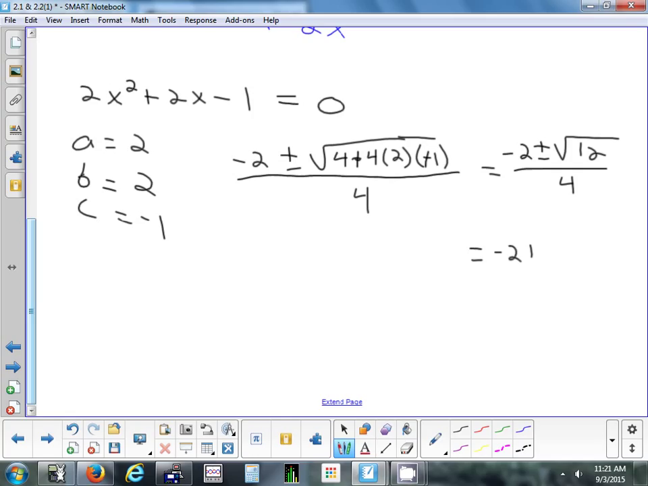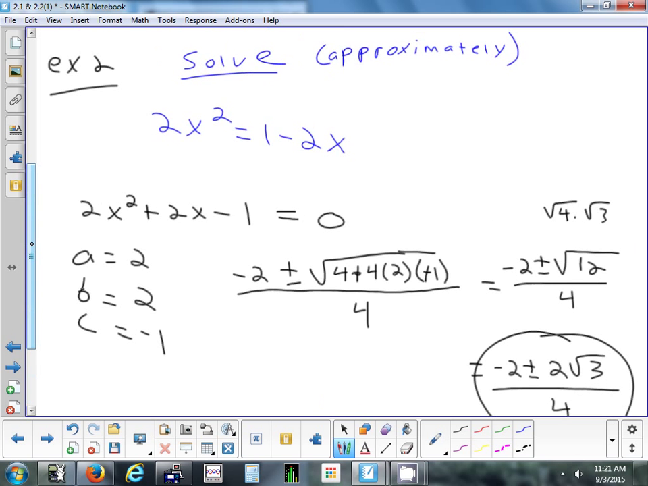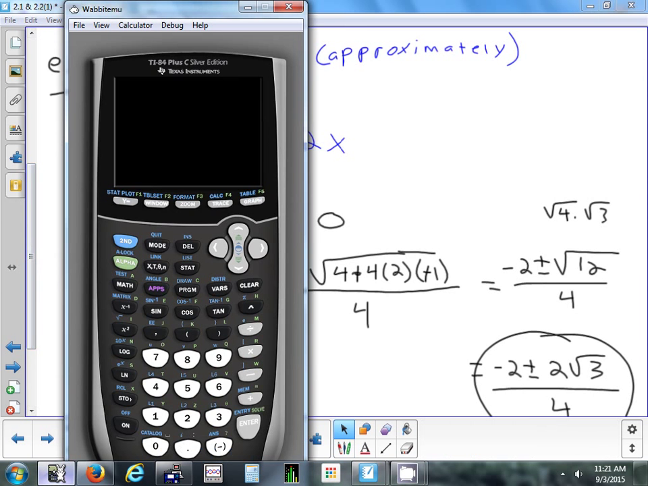And how do you reduce the square root of 12? Yep, 2 square roots of 3. Good. One way to do it is write the square root of 12 as square root of 4 times square root of 3. And the square root of 4 is 2. So 2 square roots of 3. There's your exact answer. The quadratic formula is the only way to get the exact answer. If you wanted it approximate, use the calculator.